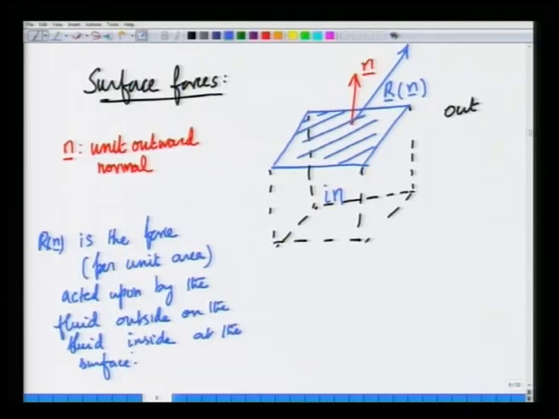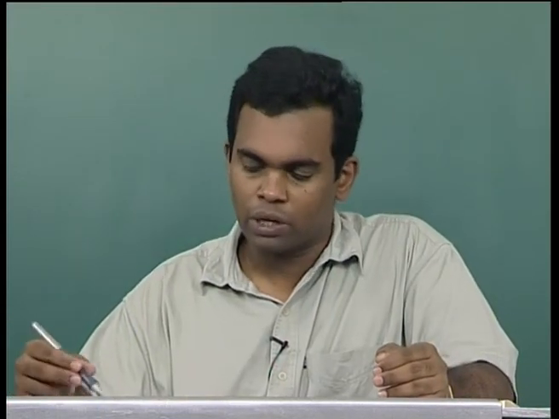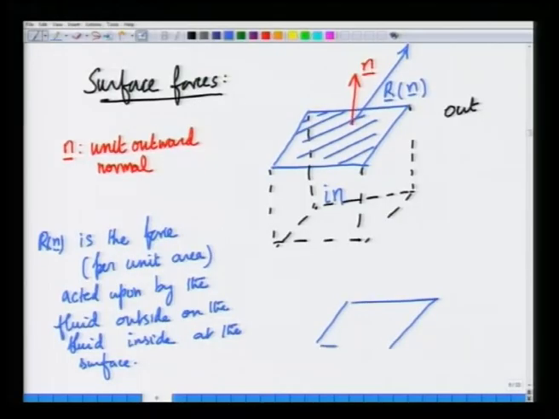The inside and outside are demarcated by a surface. So, R is the force per unit area exerted by the fluid that is present outside on the fluid that is present inside. If you look at this surface of interest, and let us say this is the unit normal, this R can be resolved into a component that is parallel to the normal.